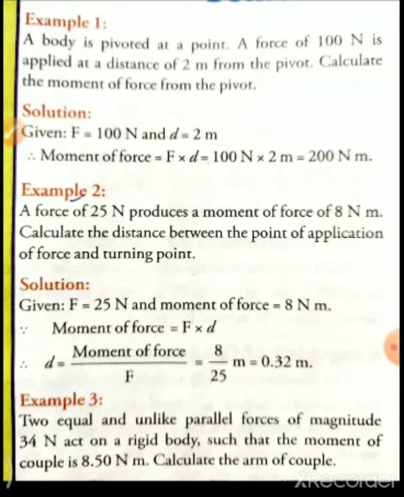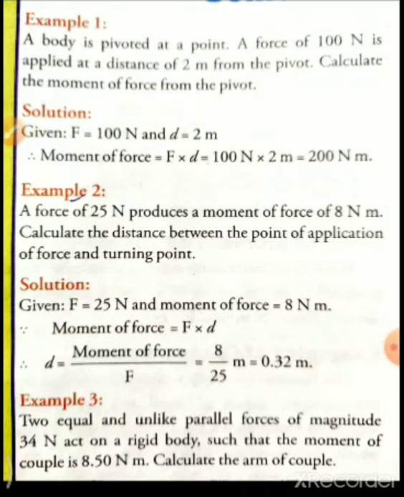Example 1. A body is pivoted at a point. A force of 100 Newton is applied at a distance of 2 meter from the pivot. Calculate the moment of force from the pivot. Here the question is asking to calculate the moment of force from the pivot.